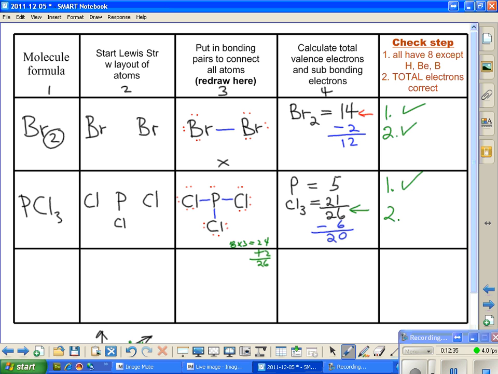And that was the total that I just got over here. 26 equaled the 26 over here. And that baby checks out. The total electrons are correct, because our total that we started with is the total that we have on our final structure. And that is how you're going to do your Lewis structures.